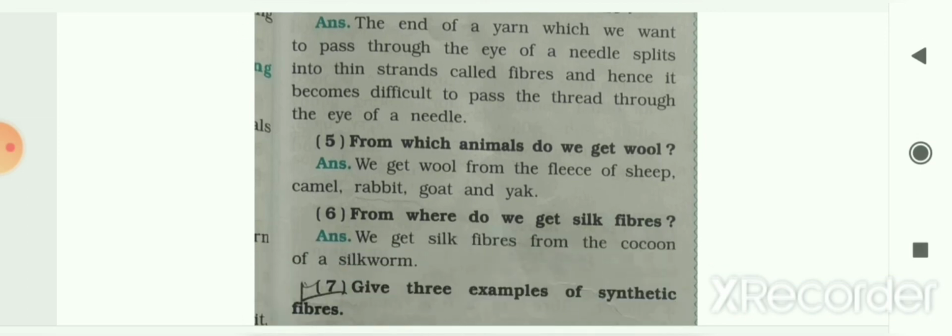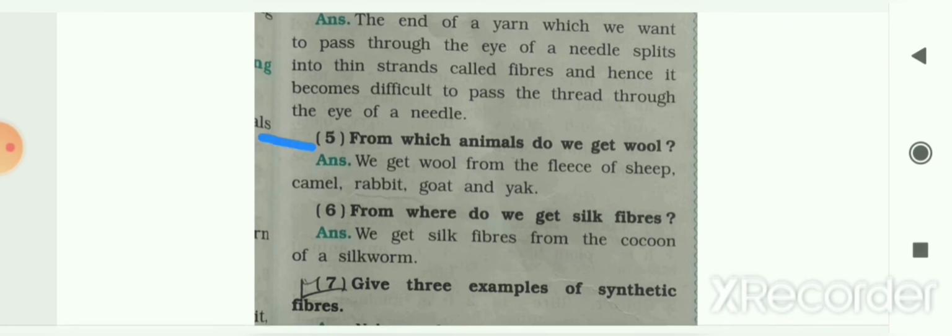The next is, what makes it difficult to pass a thread through the eye of a needle? So the end of a yarn which we want to pass through the eye of a needle splits into thin strands called fibers, and hence it becomes difficult to pass the thread through the eye of a needle. The next is, from which animals do we get wool? So we get wool from the fleece of sheep, camel, rabbit, goat and yak. Next question, from where do we get silk fibers? So we get silk fibers from the cocoon of a silkworm.